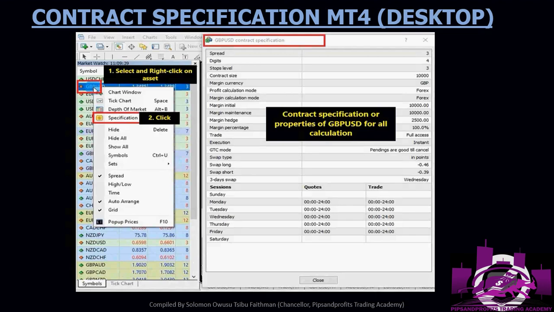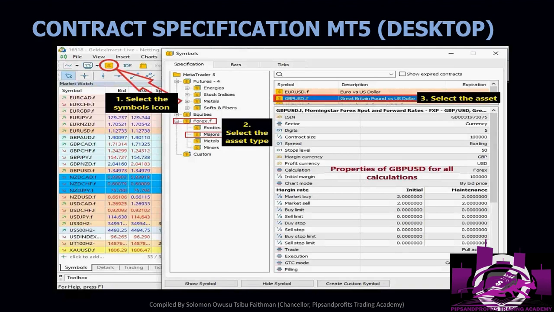Then we went to the desktop version of the contract specification, and how you can access it. We said that when you go to your market watch, you select and then right click on the asset, and a pop-up window will come. You see specifications there. You click on the specification, and it will take you to the contract specification window. At that point, you see all the details and all the parameters that you need for any calculation. And we did the same for the desktop version of the MT5.